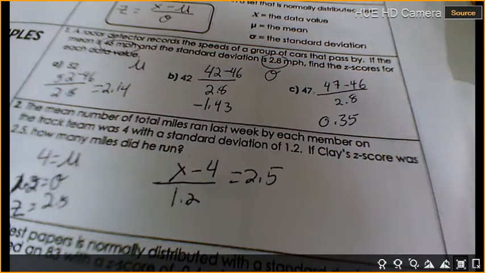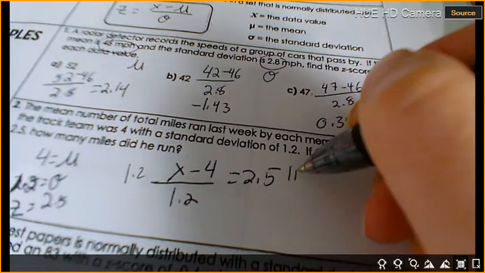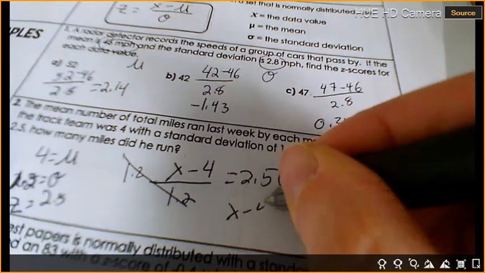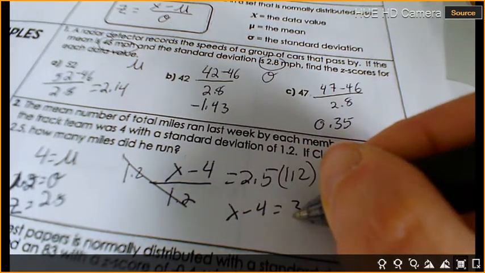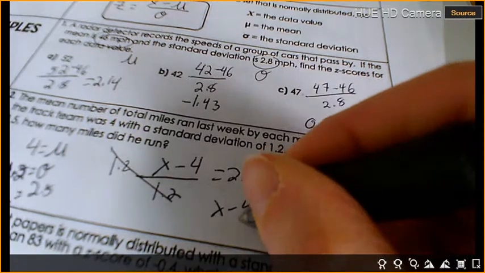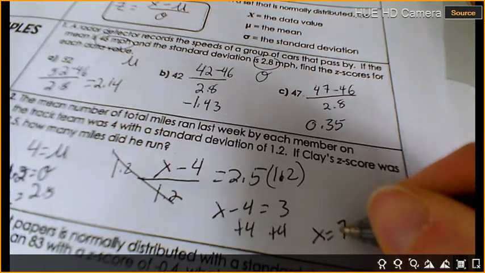Okay, so I've got to multiply both sides by 1.2. Okay, these cancel. And I get x minus 4 equals 3, because 2.5 times 1.2 is 3. And then I add 4 to both sides. And he ran 7 miles.